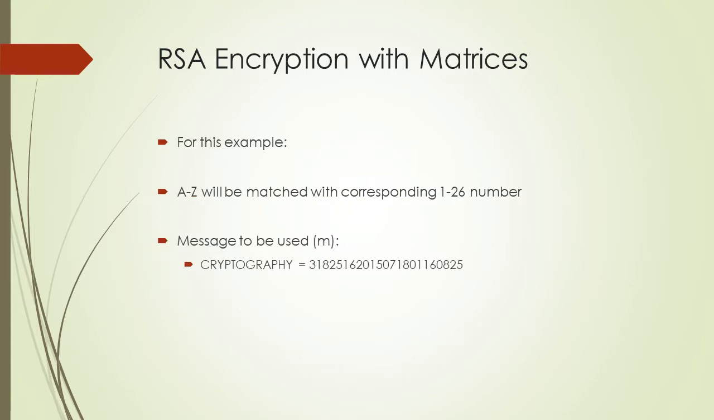So for this example, we will use an actual A to Z message, but the corresponding letters will be matched through 1 through 26, since there are 26 letters in the alphabet. The message we'll use is cryptography, which comes out to this number that's on the screen right now. I don't want to say it, it's too long.